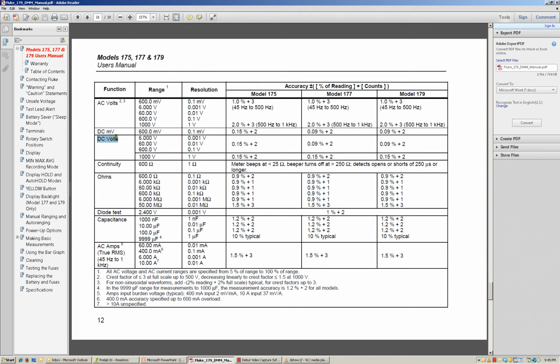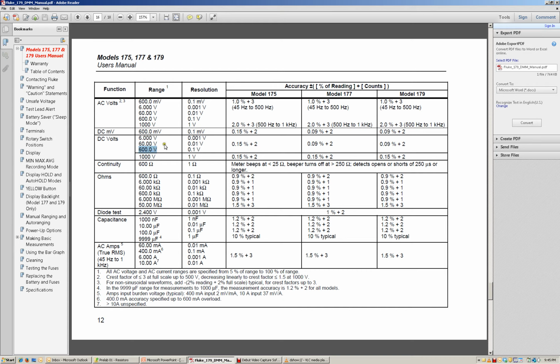So we're interested in the voltage, the DC voltage, and we're using the model 179. So if we come over to the DC voltage in the model 179, we see that there are a couple of different ranges that we can use. And what these ranges represent are the maximum value within a given measurement range.